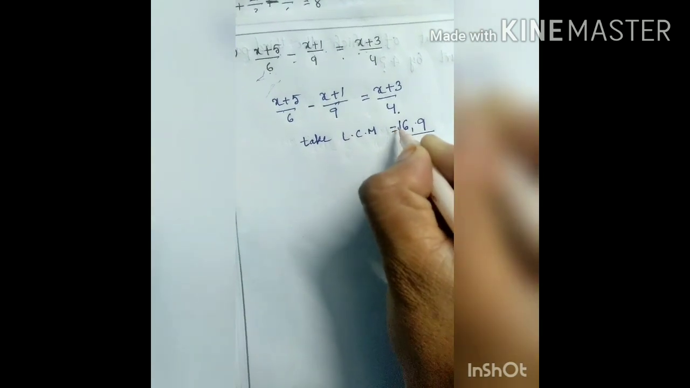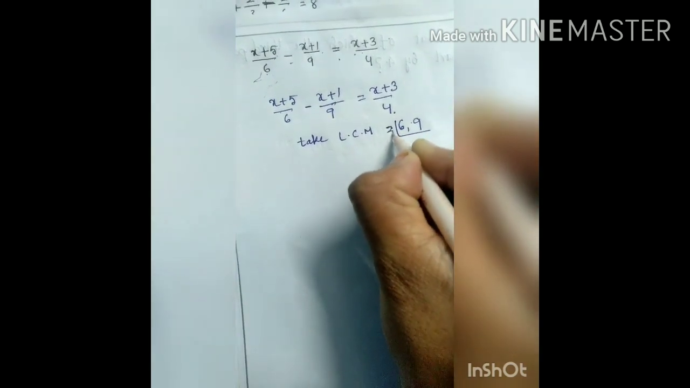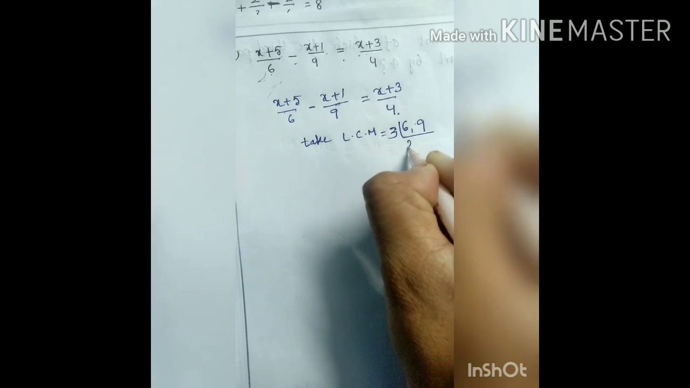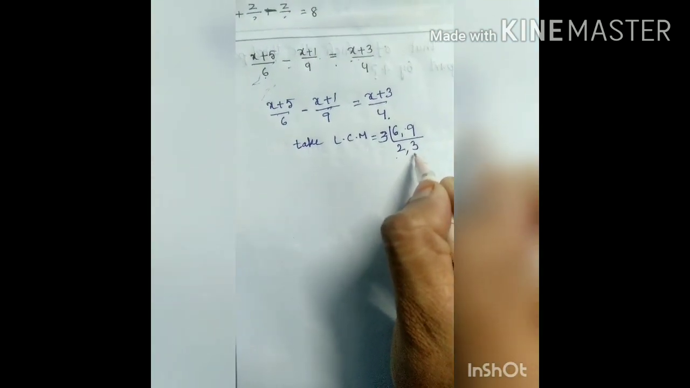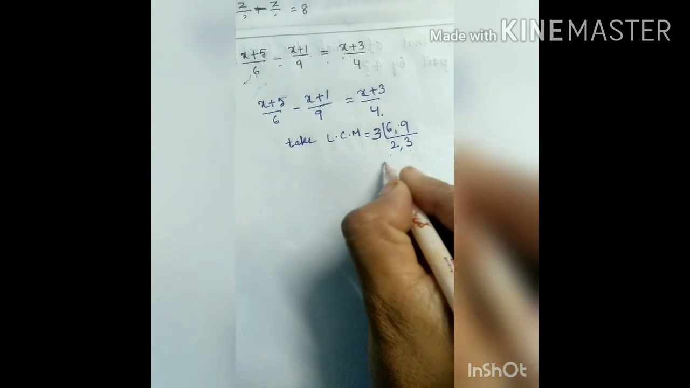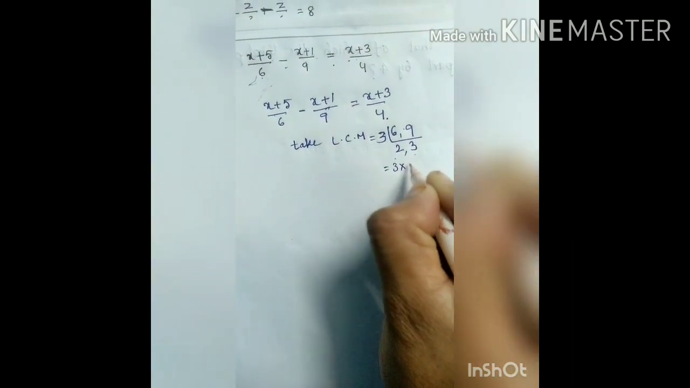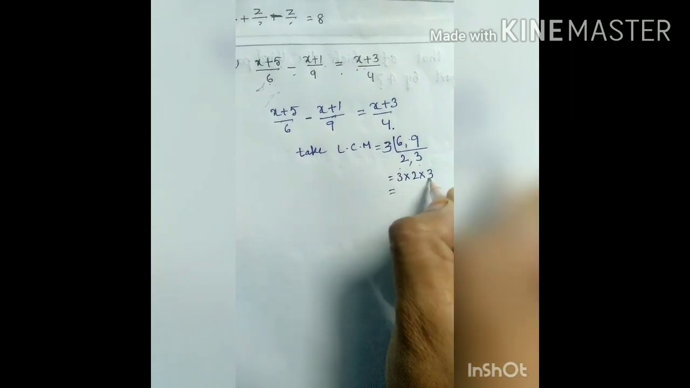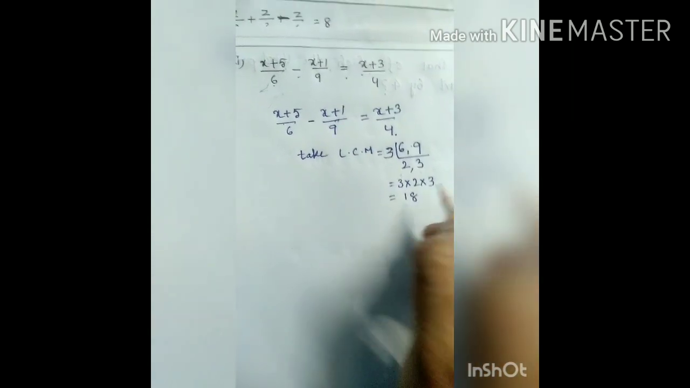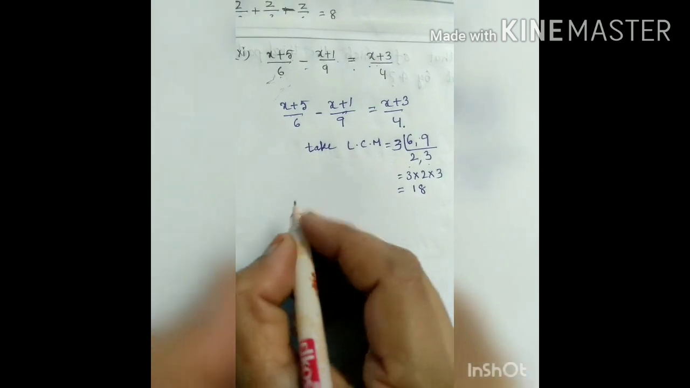So here, the 3 table is possible: 3 2s are 6 and 3 3s are 9. Here, is any table possible for 2 comma 3? No. So then I will write 3 into 2 into 3. So 3 2s are 6, 6 3s are 18. So the LCM is 18.